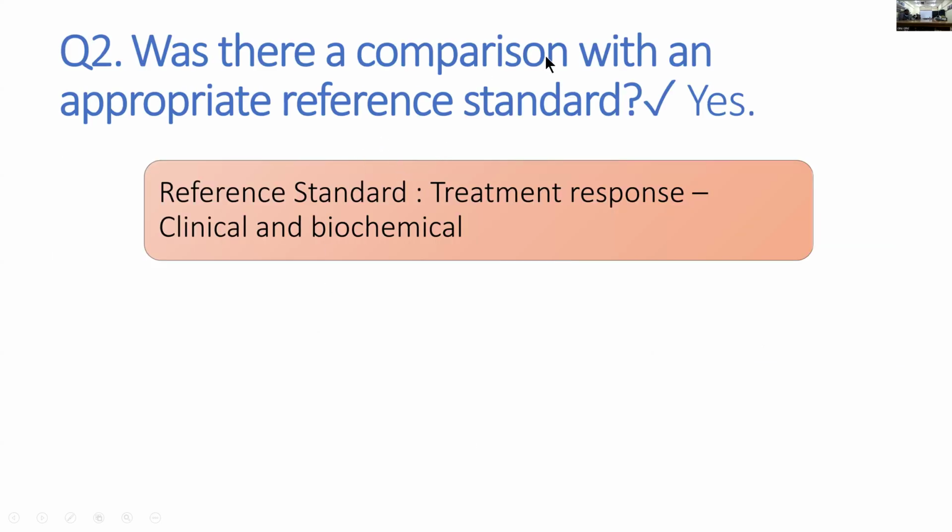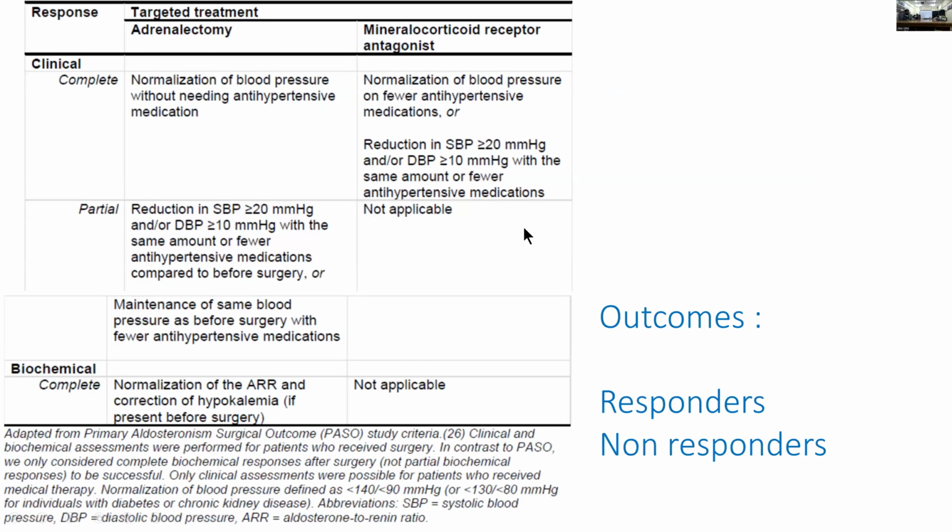So was there a comparison or an appropriate reference standard? Yes. So the reference they used was treatment response, both clinical and biochemical. So this is how they defined the outcome. So we know that in a treatment of primary hyperaldosteronism, you can have unilateral disease or bilateral disease. If you have unilateral disease, usually the treatment is surgery. Bilateral disease, it's a medicine, mineralocorticoid receptor antagonist.